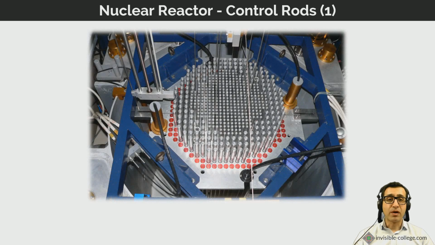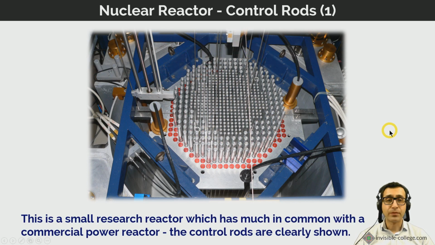So here is a photograph of a small research reactor as viewed from the top. Here you can see the control rods, and these are raised and lowered into the reactor core using these mechanisms that you see in the photo here.